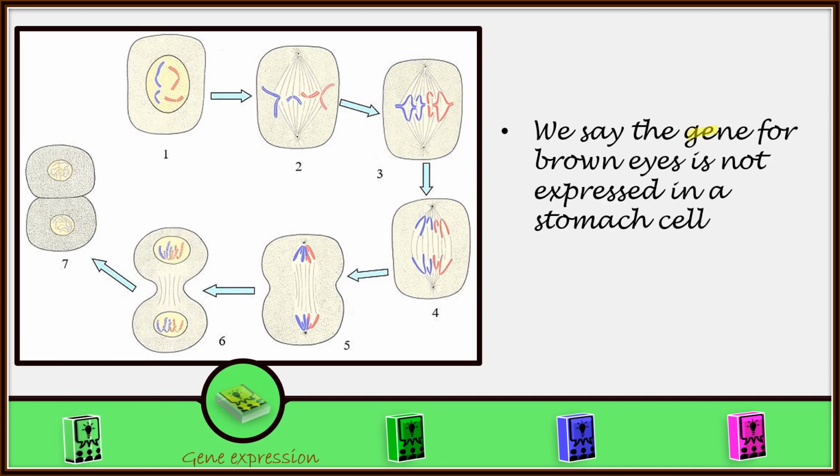We say the gene for brown eyes is not expressed in the stomach cell. So all the cells are identical. Those you find in the eye, you are going to find in the stomach. But in the stomach cells, the genes for brown eyes will not be expressed. Only the genes responsible for the activities taking place in the stomach cells are the ones that are going to be activated.